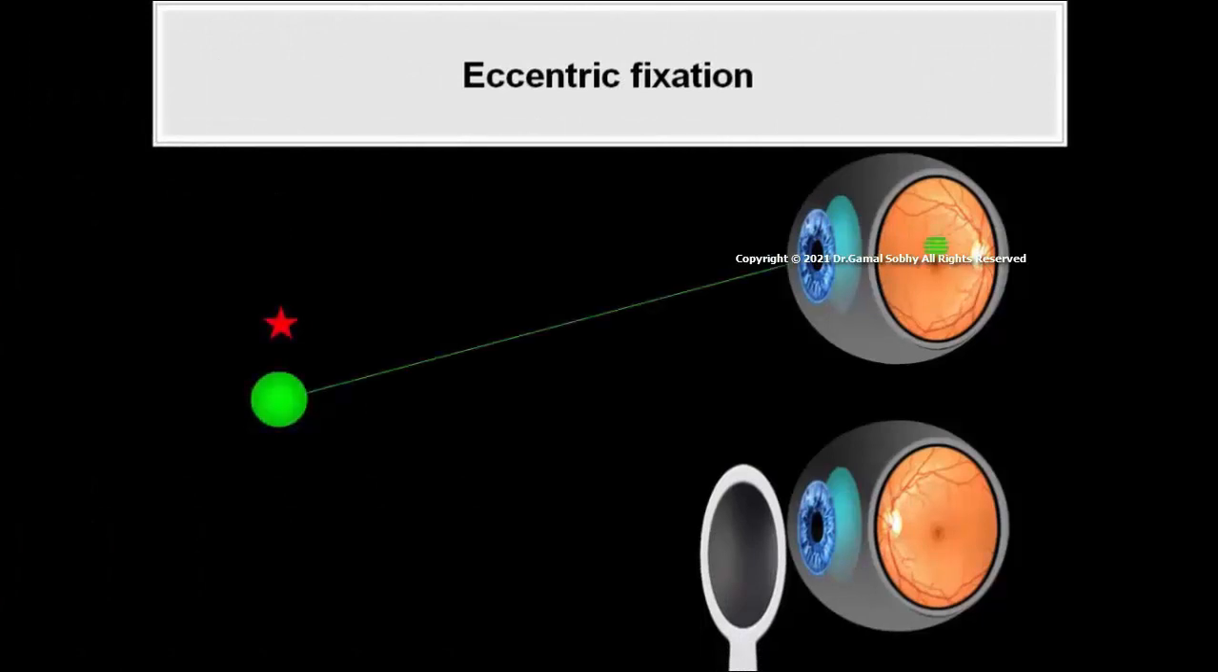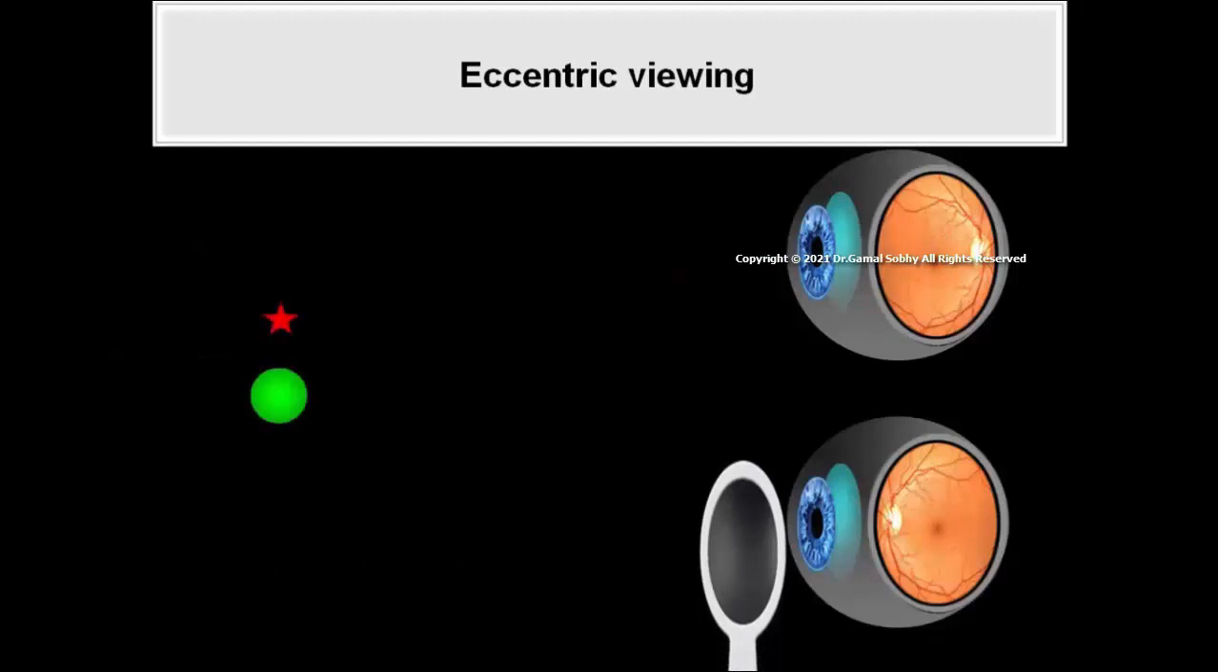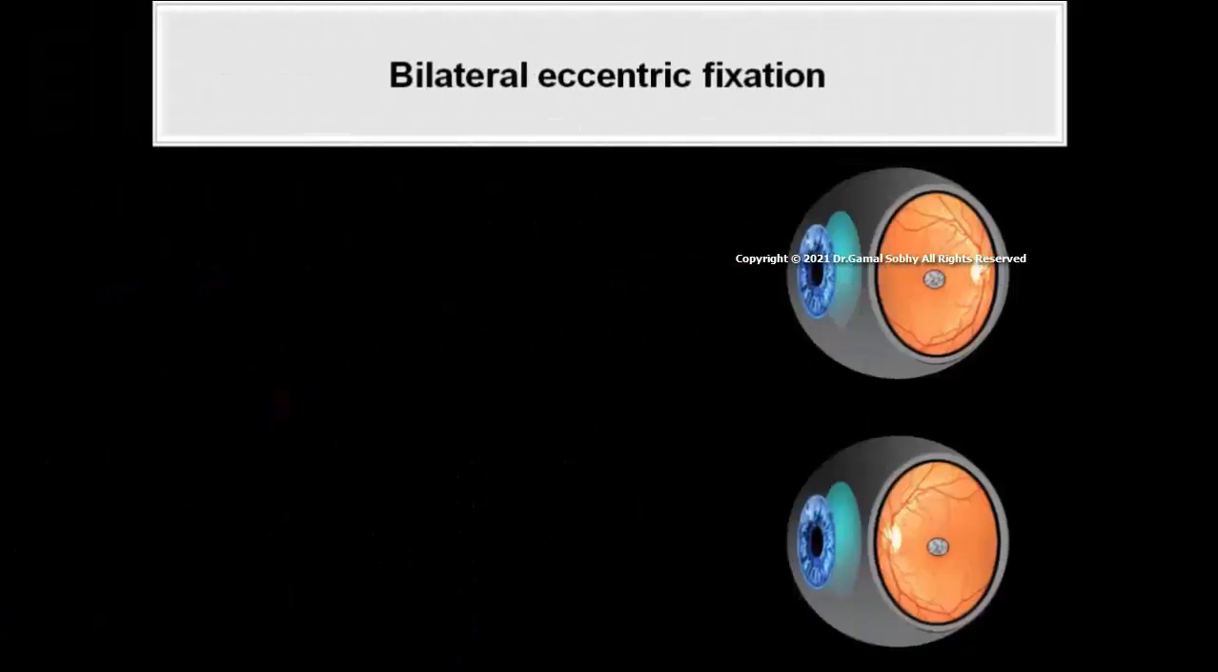In eccentric fixation, the patient reports that he looks straight at the object imaged on the non-foveolar retinal area. In eccentric viewing, the patient reports that he is looking past the object that he is asked to fixate. Bilateral eccentric fixation may occur in patients without strabismus and with bilateral central scotomas caused by macular diseases.